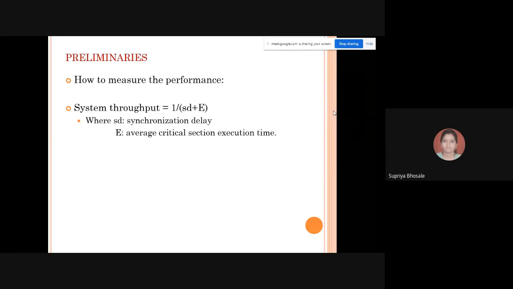Again, how to measure the performance? So to measure your system's performance, the basic formula, that is for system throughput, is used, that is nothing but 1 divided by SD plus E. Okay, where SD is nothing but the synchronization delay and E is the average critical section execution time. So this will be helpful for you for calculating the system throughput.